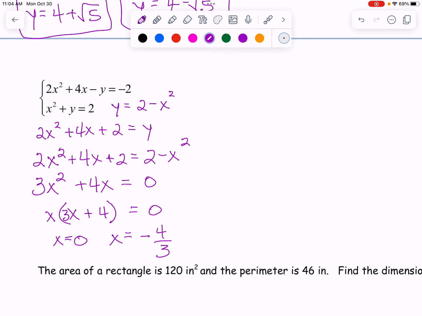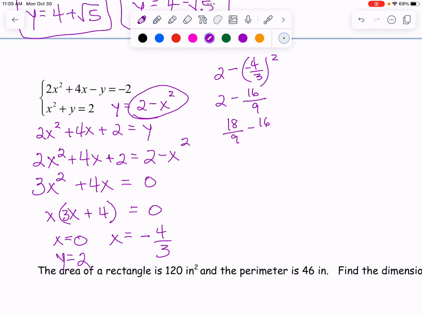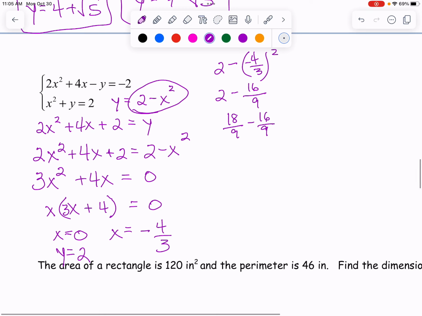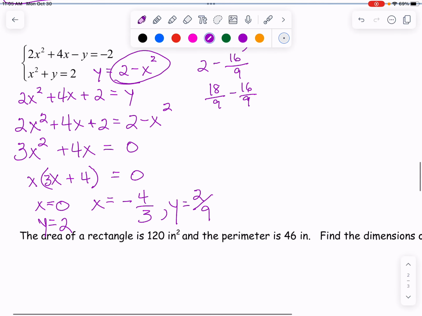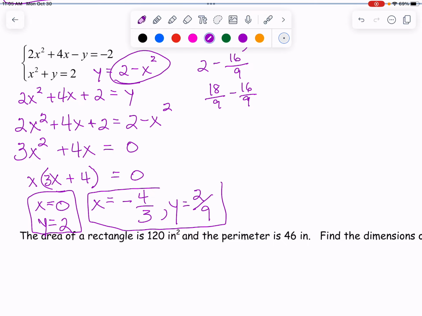I'm going to plug it back into this one. So this would be when x is 0, y is 2, and then 2 minus 4/3 squared, 2 minus 16/9, and this would be 18/9 minus 16/9, which would give me y equals 2/9. So this is 1 point. This is the other point.